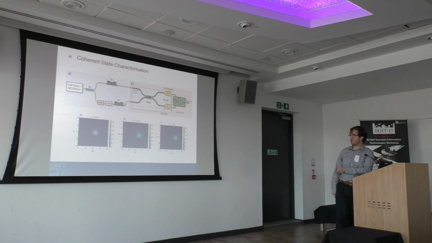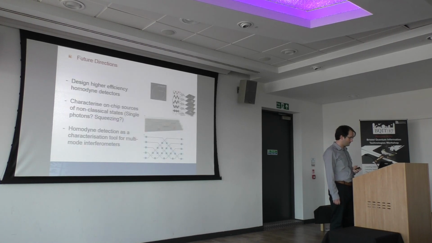So we measured some states. We have an average of a half a photon, 1 photon, and 1.5 photons. And the fidelities of these are quite high. Okay. So, very quick talk. I think I will briefly mention some future directions.